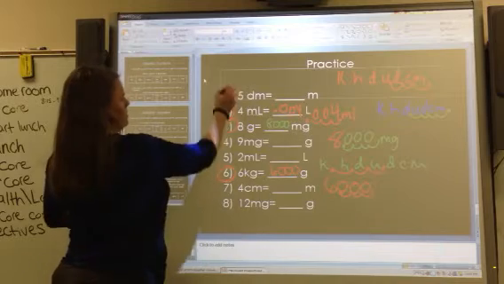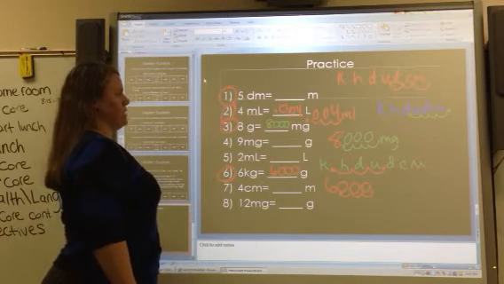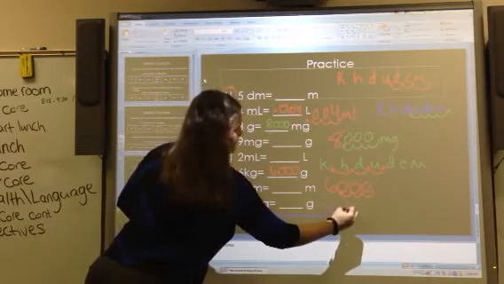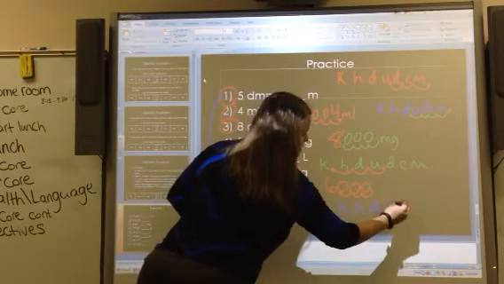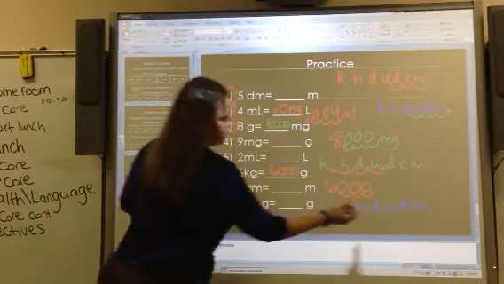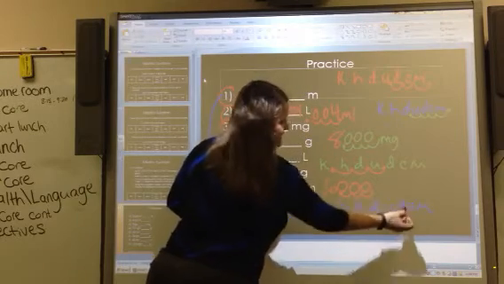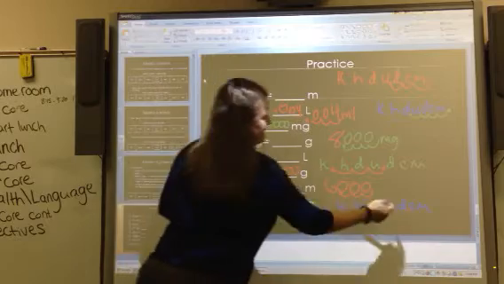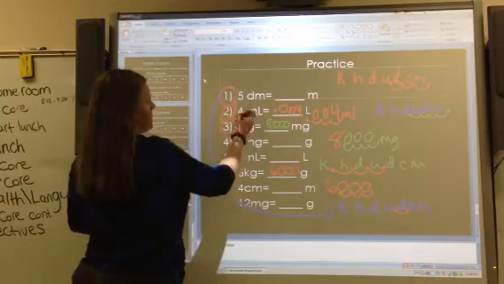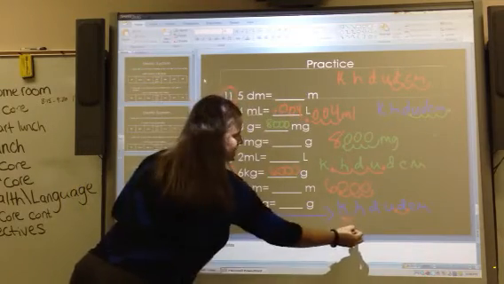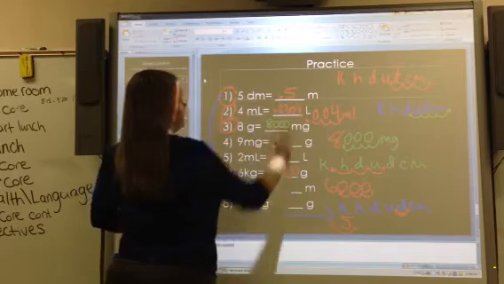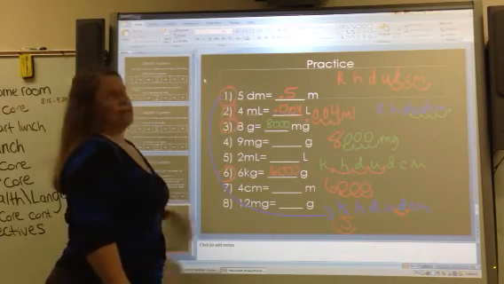I feel like I want to do one more. Let's go back to number 1. 5 decimeters equals how many meters? So I'm going to draw a line. King Henry does usually drink chocolate milk. My decimal is on the decimeter, right here. This is deca, this is deci, and I'm going to meters, so that's my unit this way. I'm only going one place. So over here, where my 5 has a decimal on the end, I move it one place to the left. So my answer is 0.5 meters is 5 decimeters.